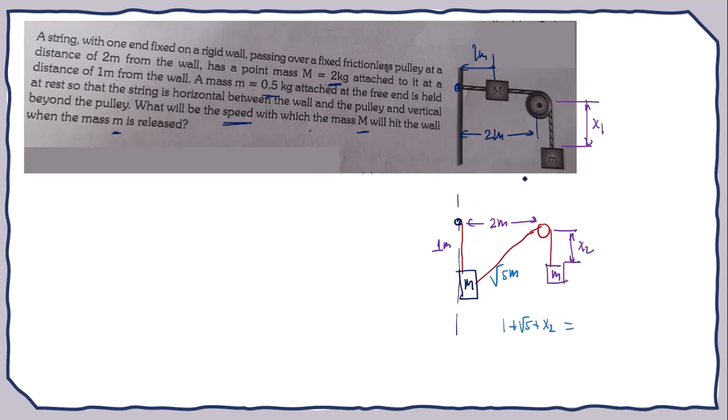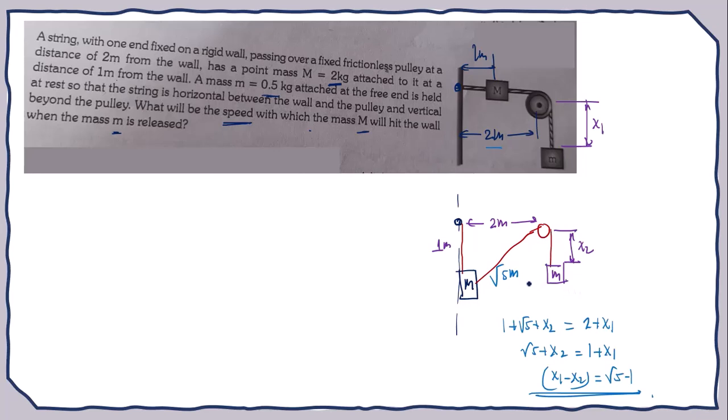That should be equal to the initial situation. The initial situation is 2 plus x1. So root 5 plus x2 should be equal to 1 plus x1. Or I can write x1 minus x2 should be equal to root 5 minus 1. So that length has been dropped by the small m mass.